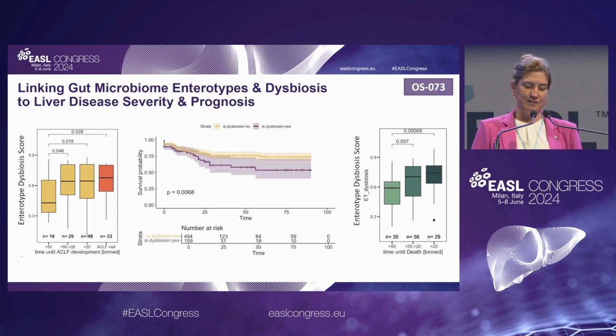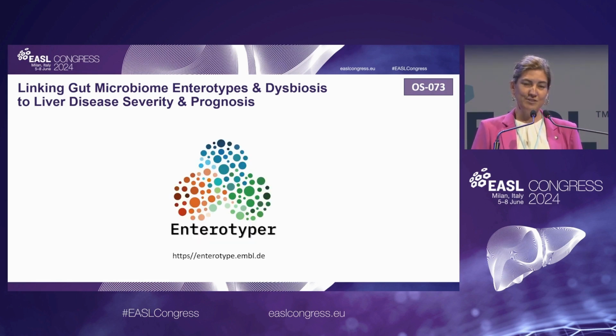This score was increased in patients approaching ACLF and predicted survival probability, and increased in patients approaching death. If you're interested in the enterotype dysbiosis score, you should know that they've created an online tool for this, which you can find at this link.